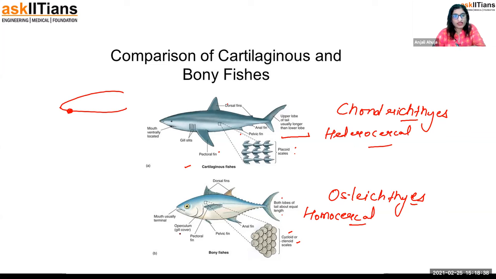One more thing is known as the operculum. In many fishes, the gills on the body side have a covering on them, known as the operculum. In bony fishes this operculum is present, which is a covering of the gills, but in this case the gill slits are outside and not covered by an operculum. These are all the differences that you have to learn.